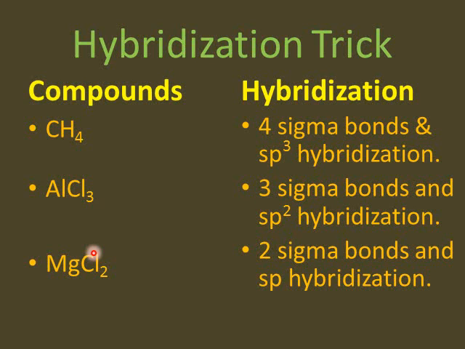Chlorine has 7 electrons in its outermost shell as it belongs to group number 17. So here chlorine will take 1 electron from magnesium and it will form 2 sigma bonds. So magnesium belongs to group number 2, it has 2 electrons in its valence shell and it will form 2 bonds with chlorine. These 2 bonds will be sigma bonds and it will undergo sp hybridization. 1s and 1p will give 2 sigma bonds.